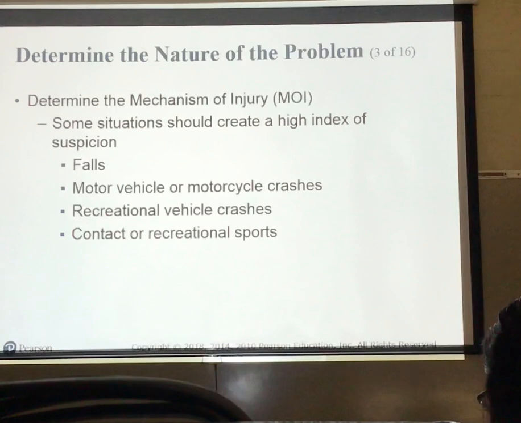Identification of the mechanism of injury in a trauma patient may begin with the dispatch information. Dispatch of an automobile accident, a shooting, a fall, or a stabbing will provide some preliminary information as to the mechanism of injury.